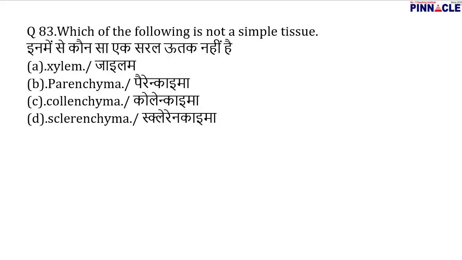Moving to question number 83. In 83, we have been asked which among the following is not an example of simple tissue. Remember that tissue is of two types: simple and complex. Simple tissues are those in which cells are made up of only one type of cell, while those tissues which are made up of more than one type of cell are said to be complex tissue. Xylem is an example of complex tissue, while parenchyma, collenchyma, and sclerenchyma are all examples of simple tissue, because they are made up of only one type of cell.